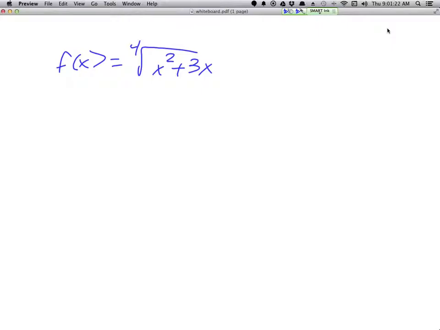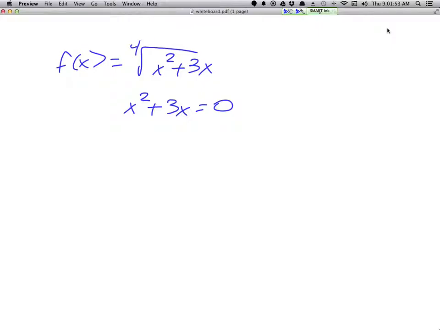Alright, Reagan, what do you think? What are your thoughts on this one? What do you see? What's the issue with it? It's an even root. There you go. It's an even root. Okay, and what do we do with even roots? Set the inside equal to 0. So that's what we need to see. We need to identify that this is an even root, and when we see even roots, we need to set the inside equal to 0.